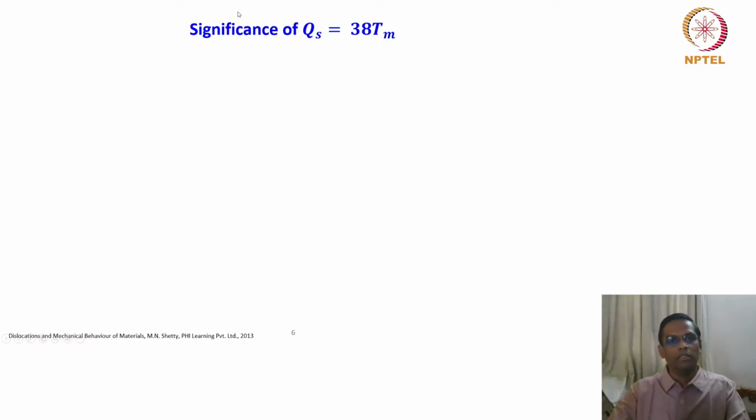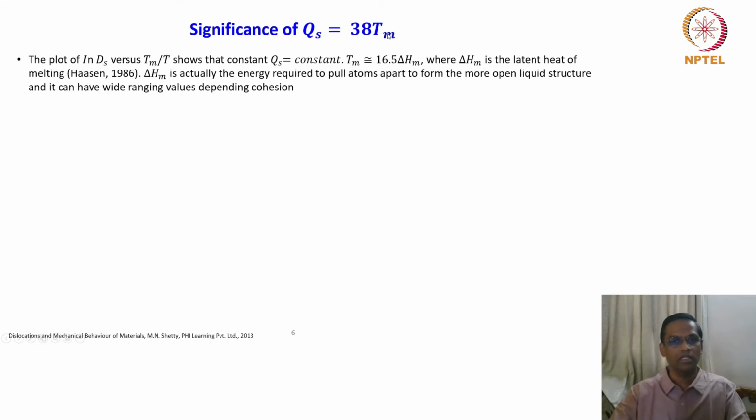The significance of the activation energy QS, which is normally derived as 38 Tm. How do we understand this? The plot of ln Ds versus Tm by T, that is the homologous temperature, shows that QS is constant.